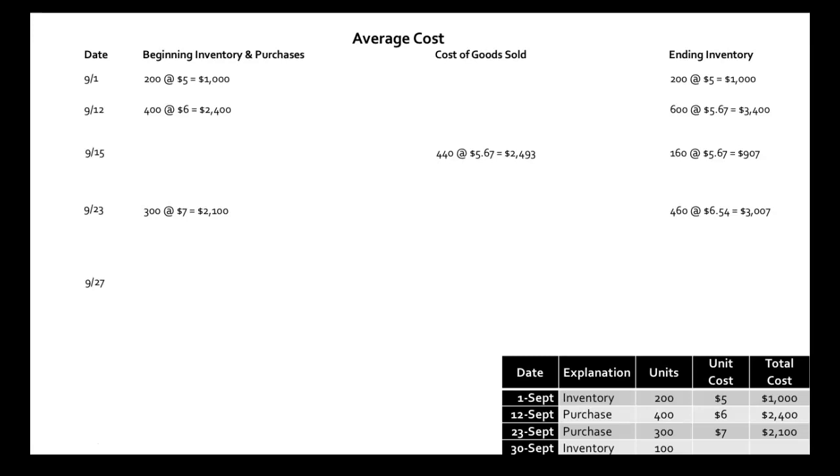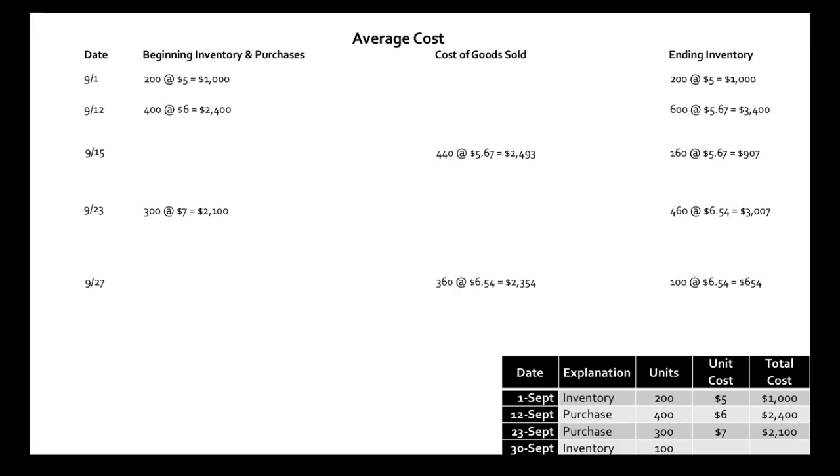Then we find our average unit cost. We take that total value and divide it by our number of units. So $3,007 divided by 460 gets us that $6.54. And again, we know that we are in the right ballpark because we are averaging inventory at $5.67 and $7. So it has to be somewhere between those two amounts. And our 6.54 is.